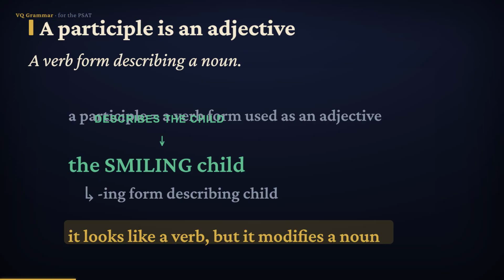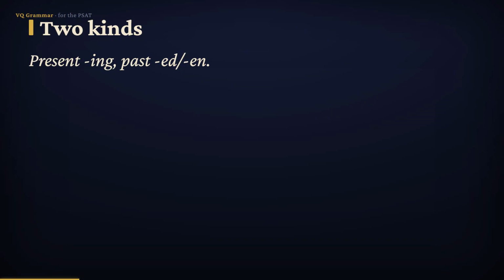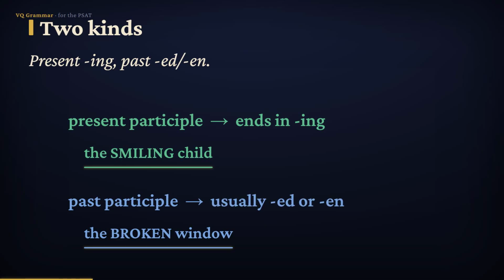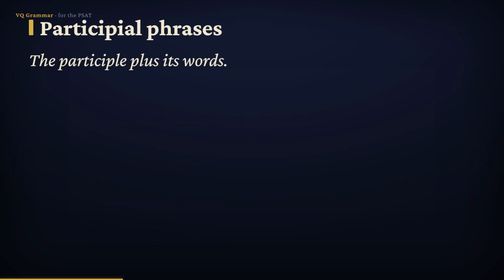That's a participle. Participles come in two kinds. The present participle always ends in ing, like smiling in the smiling child. The past participle usually ends in ed, like baked, but a good number end in en, like broken in the broken window. Present participles end in ing. Past participles usually end in ed or en. Both do the very same job. They describe a noun.